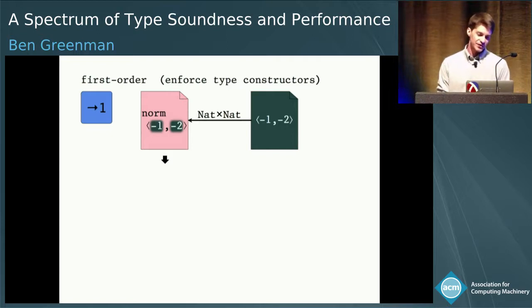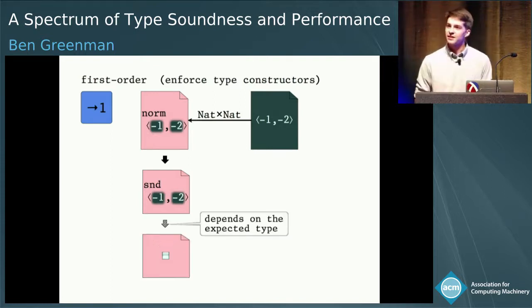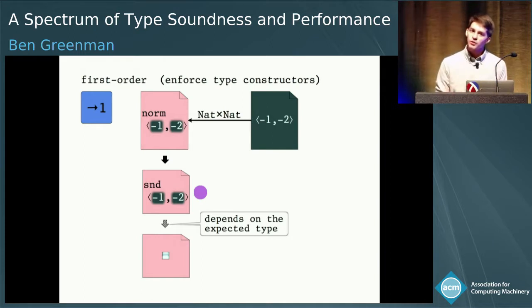So as our typed side computes, and we eventually apply a selector to the pair, what happens next is subtle, and it depends on what the expected type of the selection operation is. We're in typed code. This call to second has a static type, and we use that type to say what check needs to happen at this boundary between an untyped blob and the typed context.